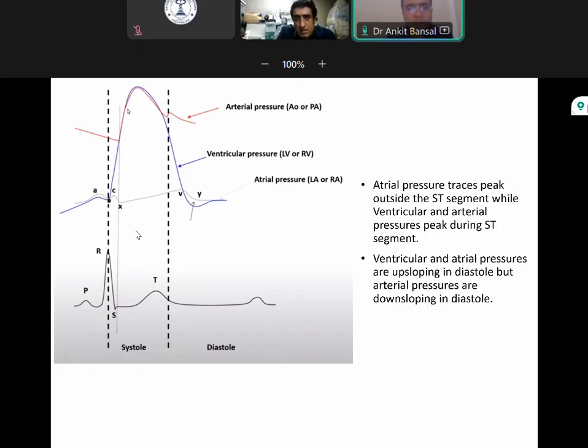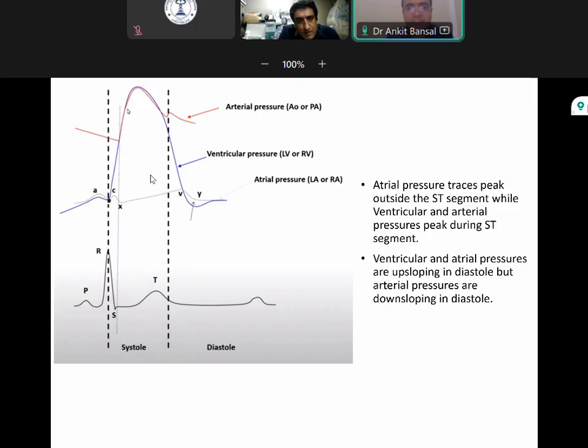A few golden points you have to remember before identifying any slide: both the ventricular and the atrial pressures are upsloping in the diastole, but the arterial pressures are downsloping in the diastole. It means the blue one is the ventricular pressure trace, the gray one is the atrial pressure trace. Both are upsloping, increasing in the diastole. However, the arterial pressure trace is going down in the diastole.